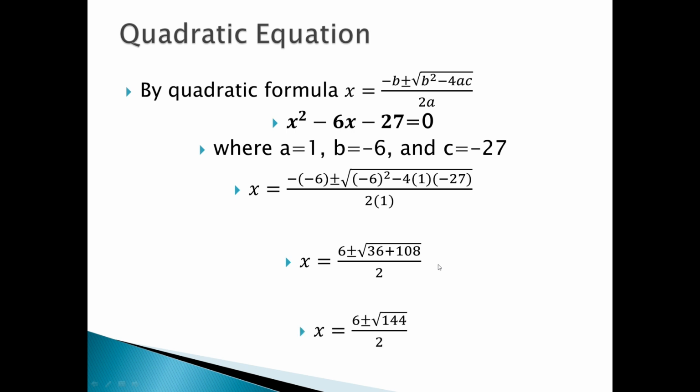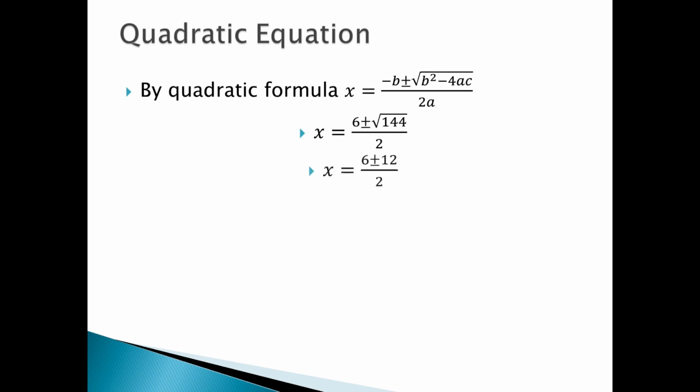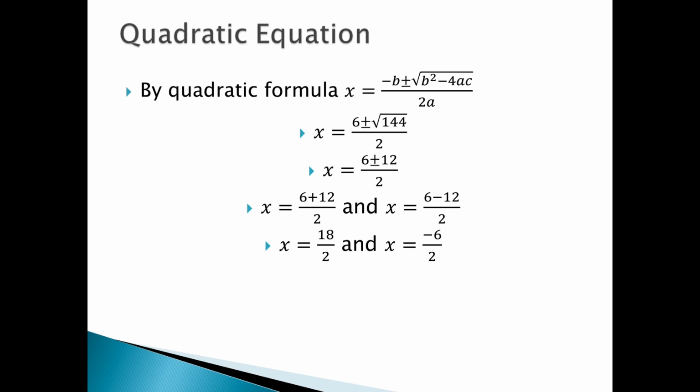Then simplifying further, 36 plus 108 is 144. Continuing, the square root of 144 is 12. So we now have x equals 6 plus or minus 12 over 2. Now we separate. We have x equals 6 plus 12 over 2, and the other value is x equals 6 minus 12 over 2. Simplifying it, 6 plus 12 is 18, 6 minus 12 is negative 6, therefore the values of x will be 9 and negative 3.